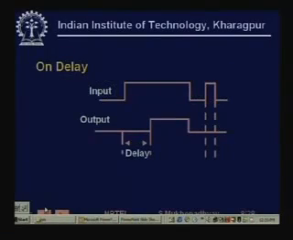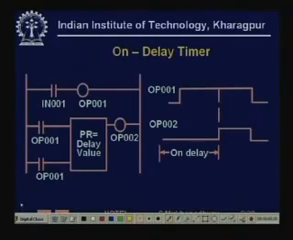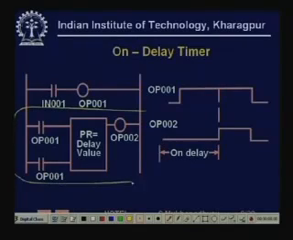Similarly, we will see that we can easily realize this on delay timer using our old timer. So now here is an RLL logic circuit, a number of rungs, which takes the basic timer unit. This is the basic timer unit that we have seen, takes it and couples it with another rung and makes an on delay timer.